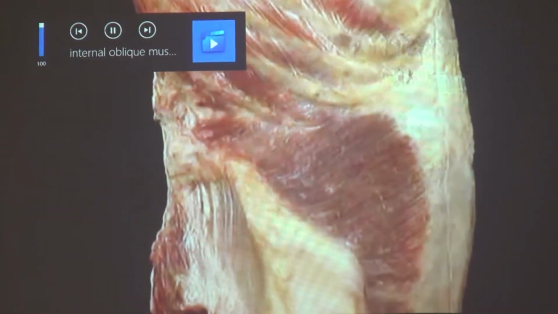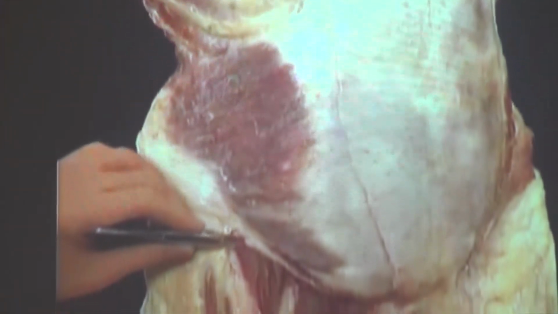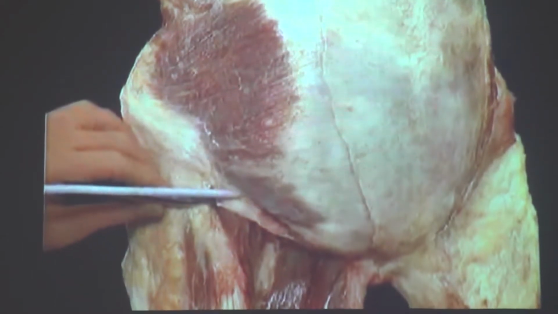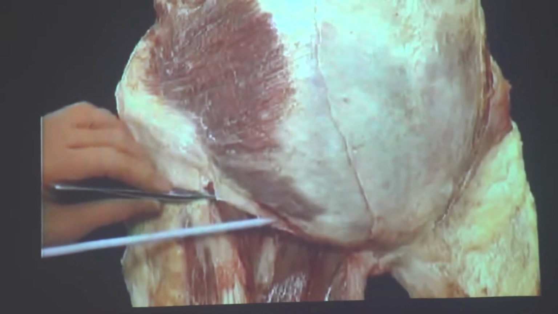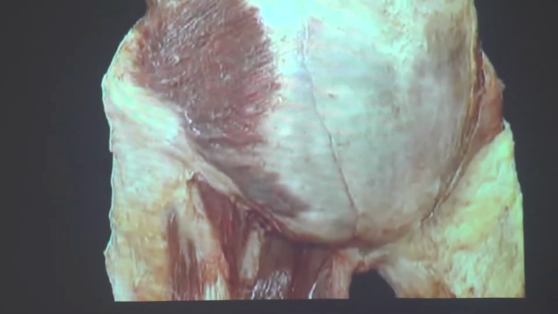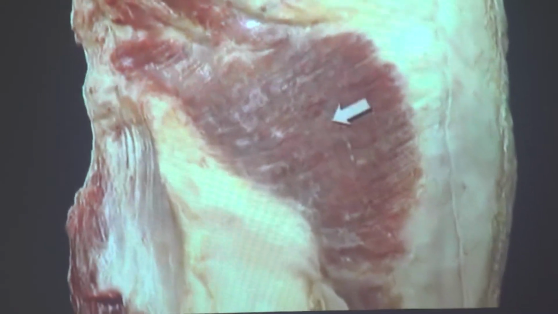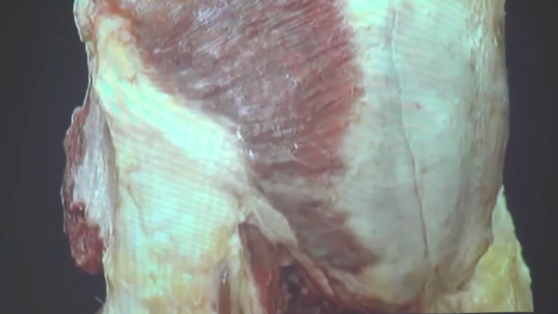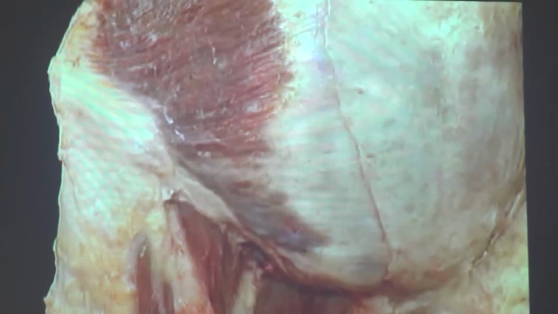Now coming to the internal oblique cadaveric part, it has the following attachments. It has attachment to the inguinal ligament, which is the thickening of the aponeurosis of the external oblique. It also has attachment to the iliac crest and to the thoracolumbar fascia as well. Then they form the internal oblique aponeurosis and form the rectus sheath. This is the part where the internal oblique has attachment to the thoracolumbar fascia. Here it has attachment to the iliac crest, and here the fibers have attachment to the inguinal ligament. Look at the difference in the orientation of the fibers.